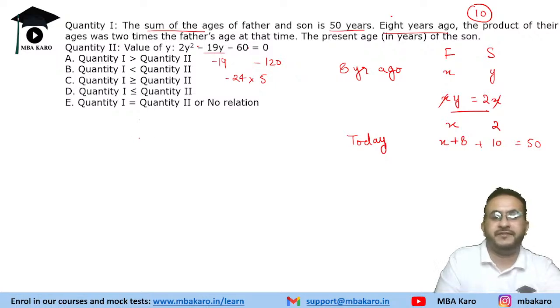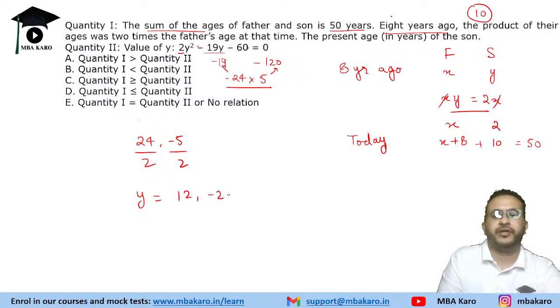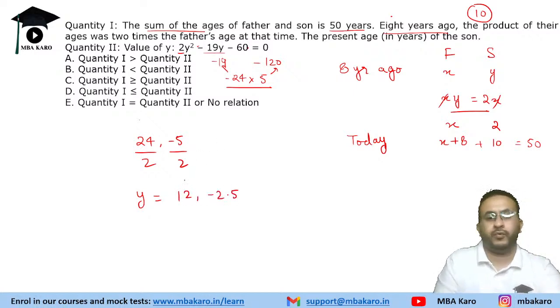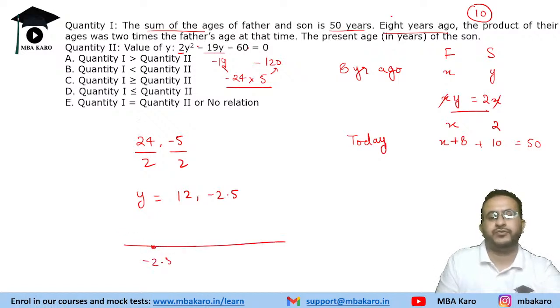So what we do is reverse the sign. Think of two numbers that add to 19 and product is minus 1. Reverse the sign and divide by this number. So we will get y is equal to 12 and minus 2.5, right? So quantity 2 is, if you see quantity 2, it has two values, minus 2.5 and 12. This is quantity 2. And quantity 1 is 10.